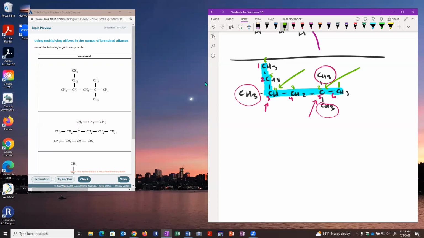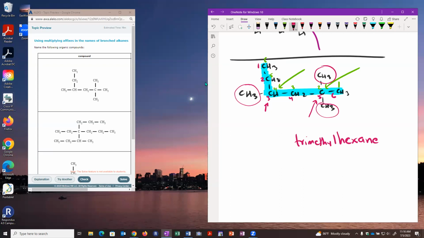All right, so let's see the difference between them when it comes to naming. If I were to name this using the red numbering, my longest chain there is 6. So the last name for this would be hex, all carbon-carbon single bond, so hexane. I have a methyl on 3 and 2 more methyls on carbon 5. So I have a total of 3 methyls.